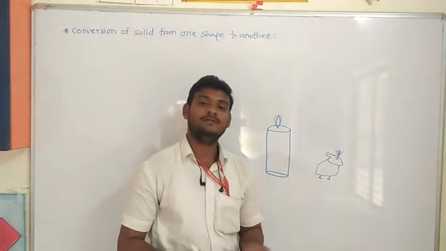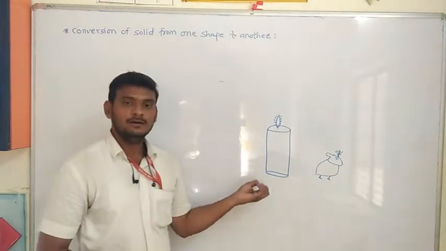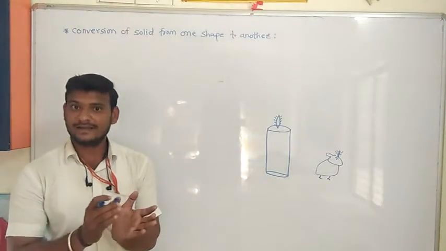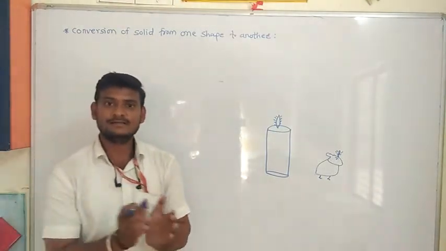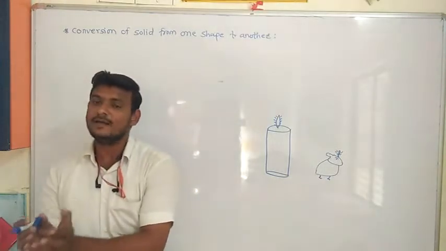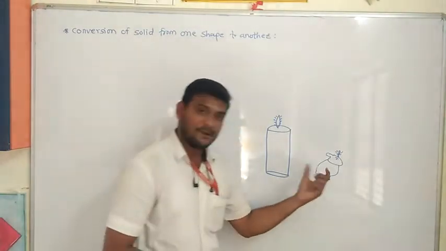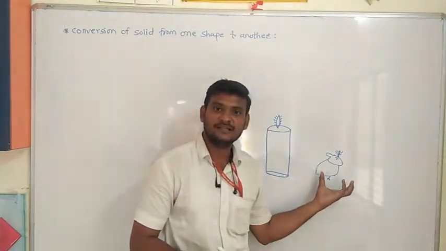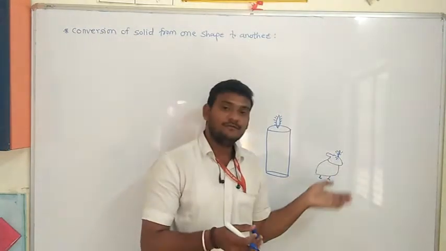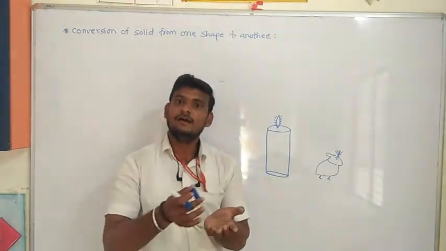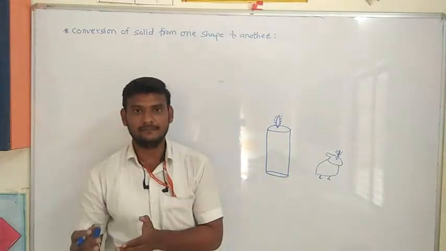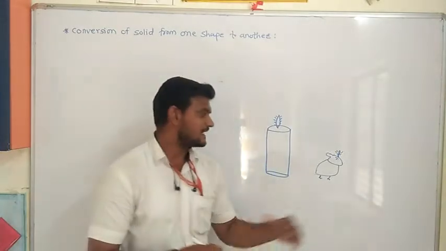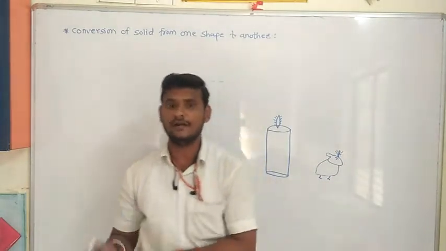How to form it? What will we do? First, we will heat the candle wax in a container to get it converted into liquid form. Once the wax is converted into liquid form, then we will prepare a container which is in the shape of a rabbit. In that container we will pour that liquid wax, and after 10 to 15 seconds this liquid wax will convert into a solid form.